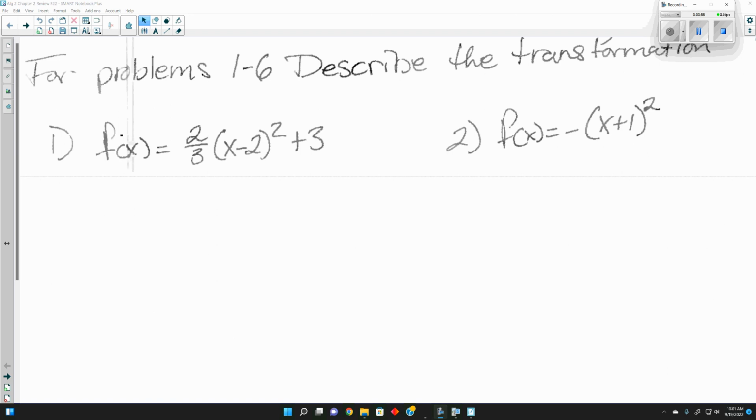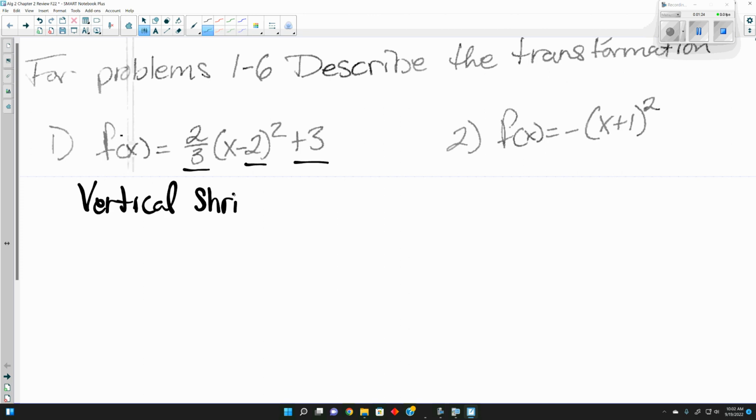Now, if we look at 1, there's 3 different transformations being applied, because we have the 2/3, we have the -2, and we have the +3. Now, if we look at the 2/3, that's in the place of a. It's outside the parentheses and being multiplied, so we know that this is a vertical shrink of 2/3.